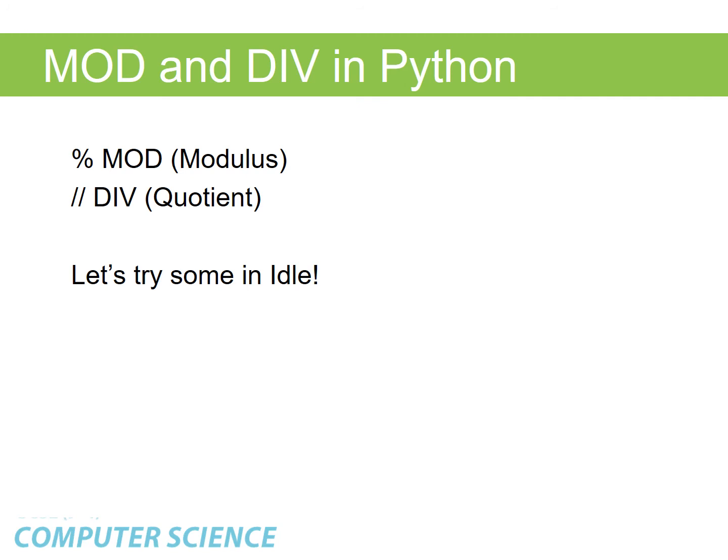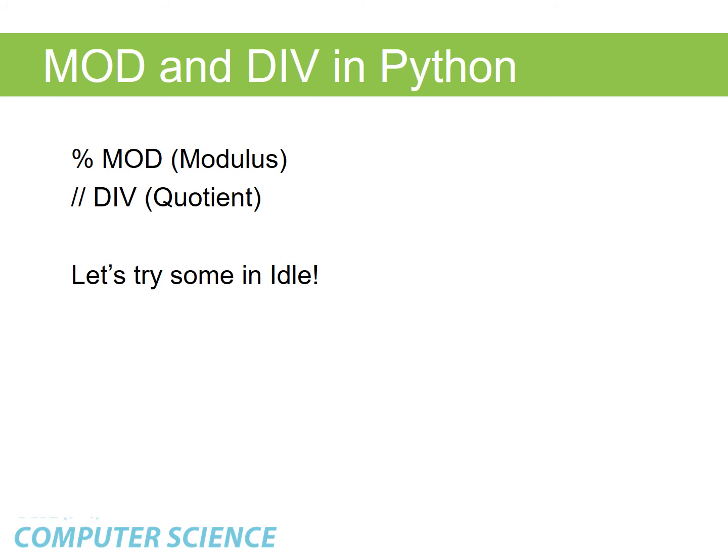So where do we use these in Python? Well, modulus can be represented by using the percentage, and quotient can be used by 2 divisions. Now, this can be particularly useful for whose turn it is in the game. If you were to do modulus of 2 on any number, you'd either get a 1 or a 0.